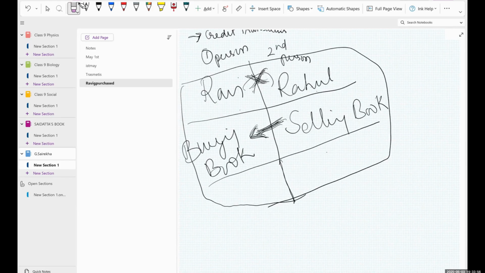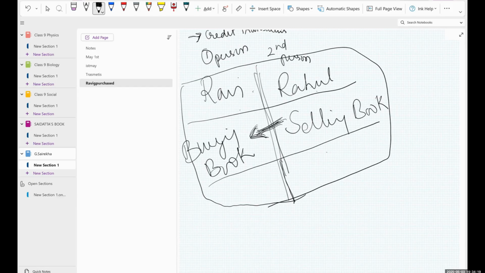Now, first one, two persons are there, Ravi and Rahul. Ravi purchased a book but did not pay the cash. Rahul sold the book, but he still did not receive the cash. So what happened is Ravi has to pay. Who has to pay the amount? Ravi has to pay the amount.